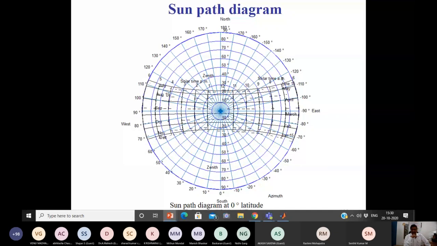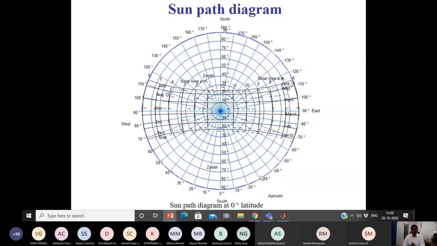This sun path drawing is prepared at 0 degrees latitude. You can see exactly at the center point, the locator is at the center point. This is your location. How are these angles defined? One is the azimuth angle, the second is the zenith angle. The azimuth angle is a horizontal angle. The zenith is a vertical angle to the sunbeam.